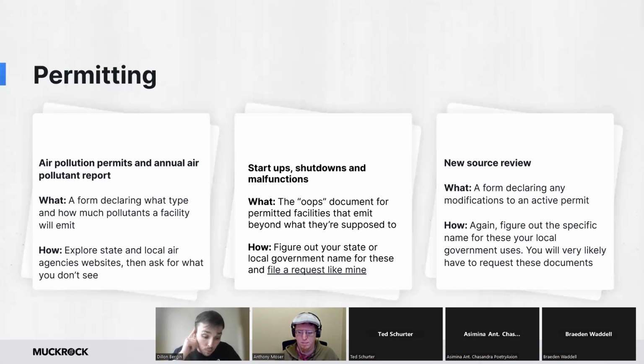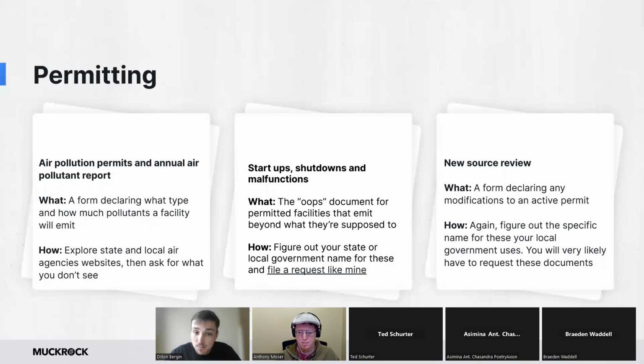The annual air pollutant report comes out of the permit in many places. Again, it's self-reporting, but it's a requirement for permit holders, often called an emission inventory, basically saying at the end of the year, here's what our permit says, here's what we actually polluted.